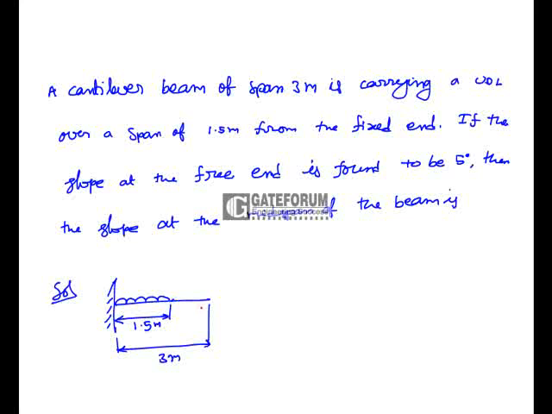It is given that the slope at the free end is 5 degrees; we need the slope at the midspan of the beam, which is 1.5 meters from the free end or the fixed end. Between the midspan and the free end there is no load acting on the beam, so there is no change in slope. That means the slope is constant from the free end to the midspan, so the slope at the midspan is 5 degrees.